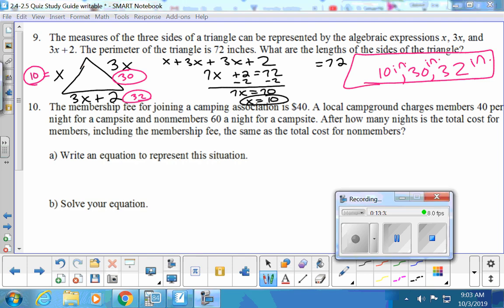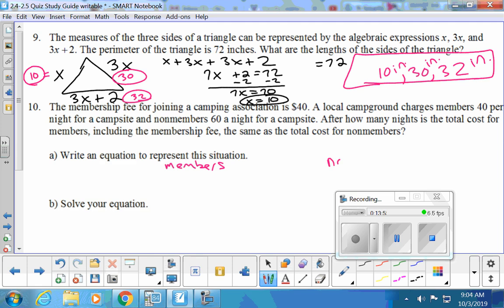The membership fee for joining a camping association is $40. A local campground charges members $40 per night for a campsite, and non-members $60 a night for a campsite. After how many nights is the total cost for members, including the membership fee, equal to the cost of non-members? So I'm going to come up with a members expression and a non-members expression, set them equal, and solve.